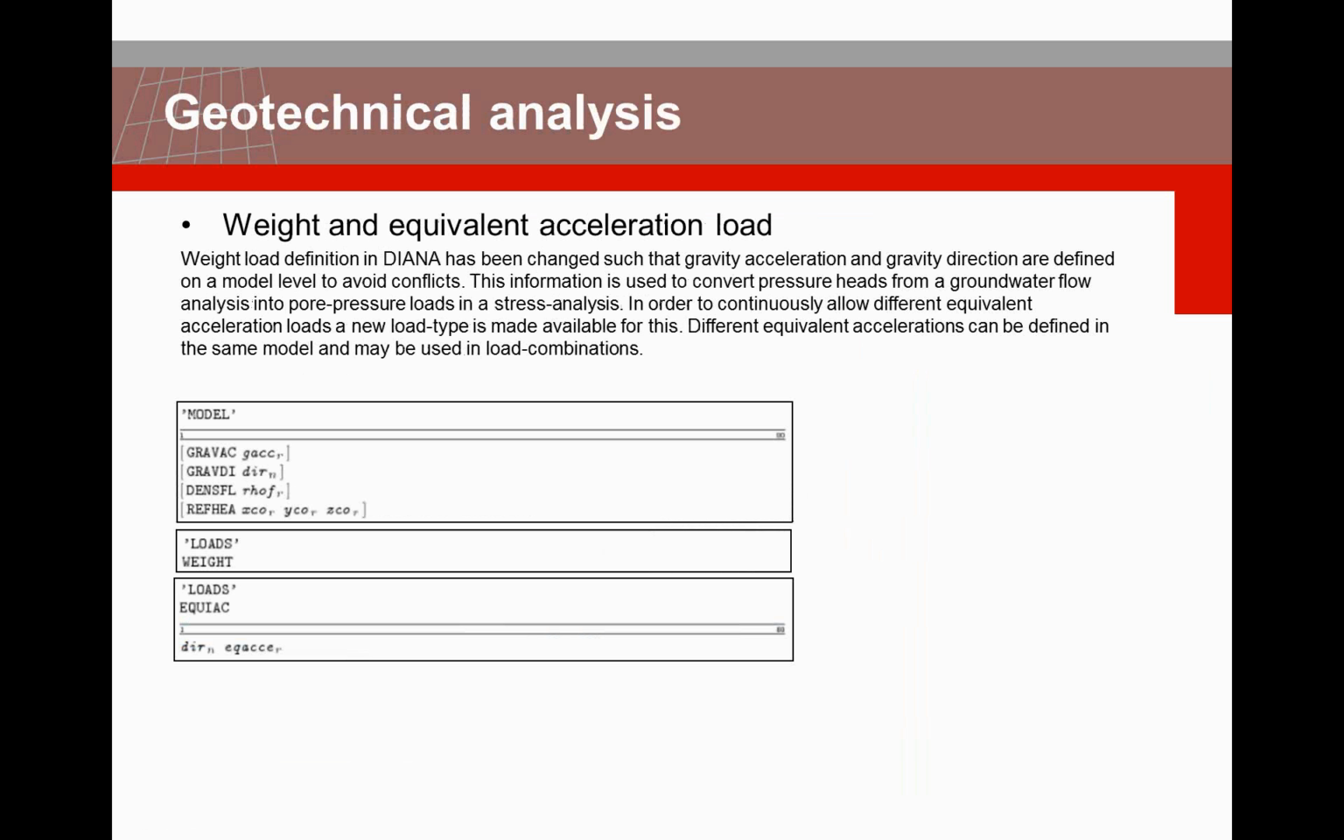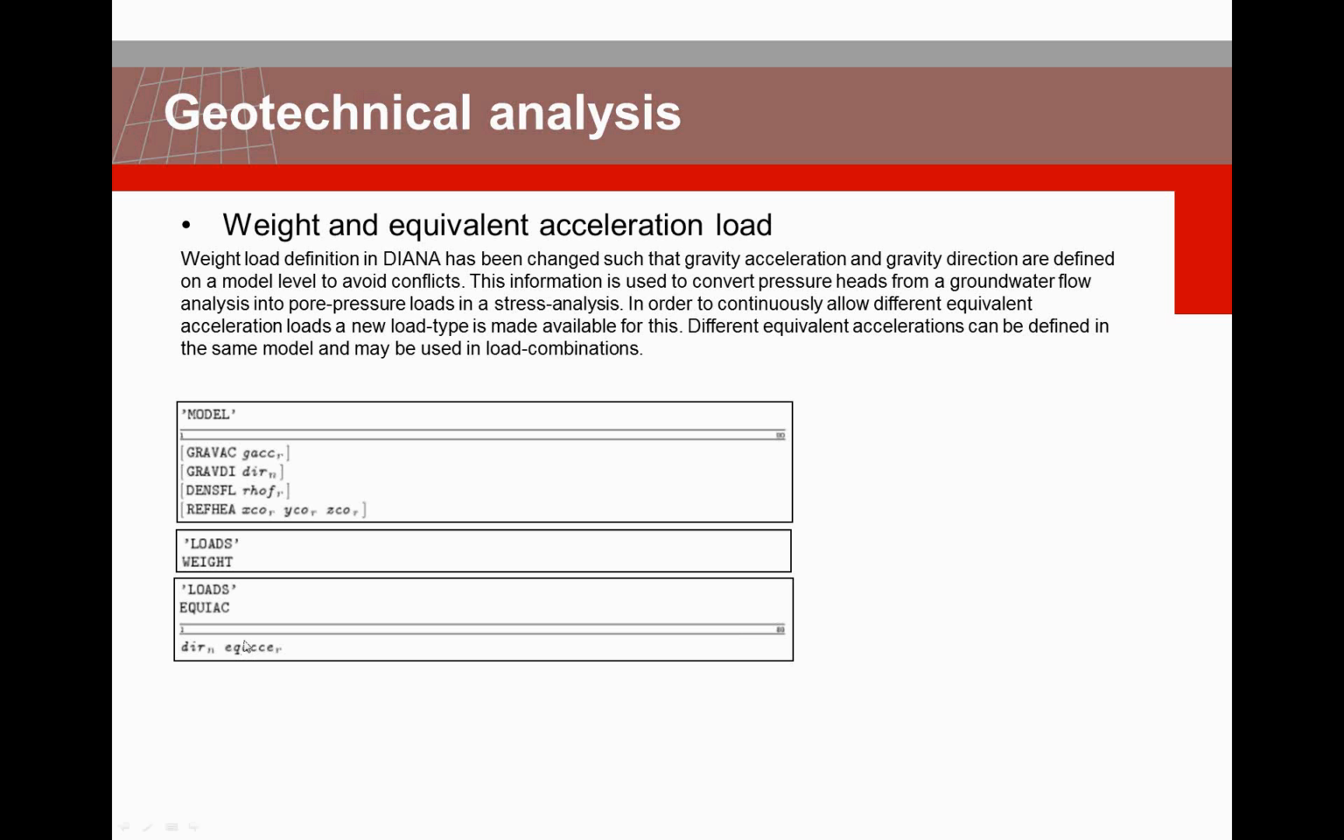For geotechnical analysis, as I explained in the introduction, we want to put more emphasis on specific features for structures and for geotechnical analysis. We made some modifications in Diana 9.5 so that the user now defines on a model level the gravity acceleration, the gravity direction and the fluid density. This is important because in fluid structure interaction these parameters are required to convert the pressure heads into pore pressure loads in the structural analysis.